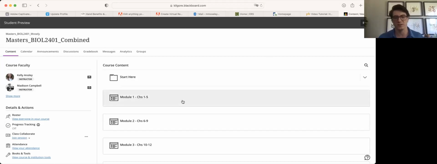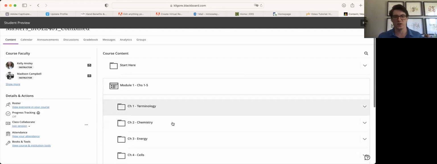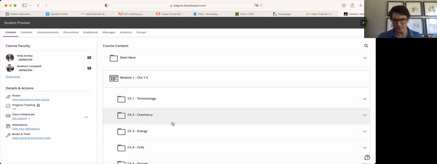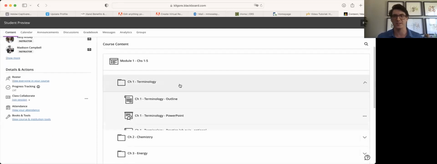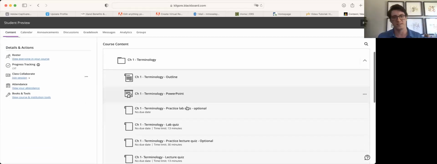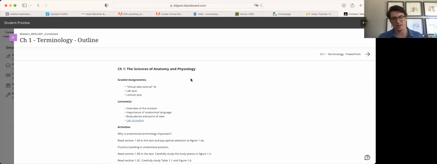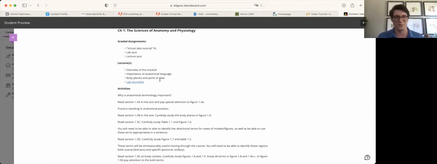So the first thing we're going to need to do is, of course, open our module. Now, when we open the modules, we're going to see the various chapters that are going to be in the module. And the first one that we're interested in is, of course, going to be Chapter 1. Now, in Chapter 1, we're going to see everything that we need to do. But the first thing is always going to need to be the outline. Now, the outline is basically just going to lay out what we need to know. That's also what this video is kind of going to be for.